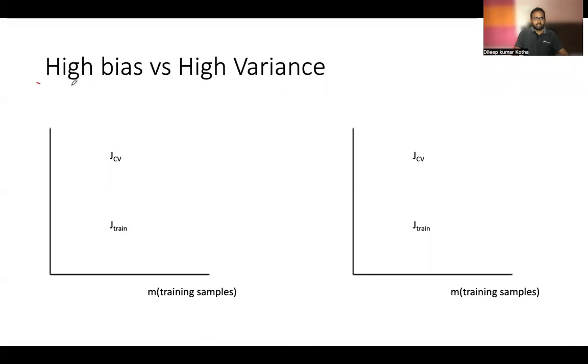So let's look at high bias versus high variance. How to determine whether we have high bias or high variance in our hypothesis.